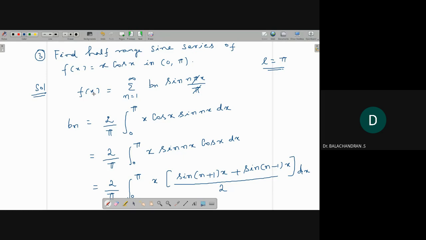So half range sine series is f of x equal to summation n equal to 1 to infinity bn into sin n pi x by L. L is pi, gets cancelled. Now we need to find bn. Bn equal to 2 by L, L is pi, integration 0 to pi, f of x, what is f of x? x into cos x. Please write.